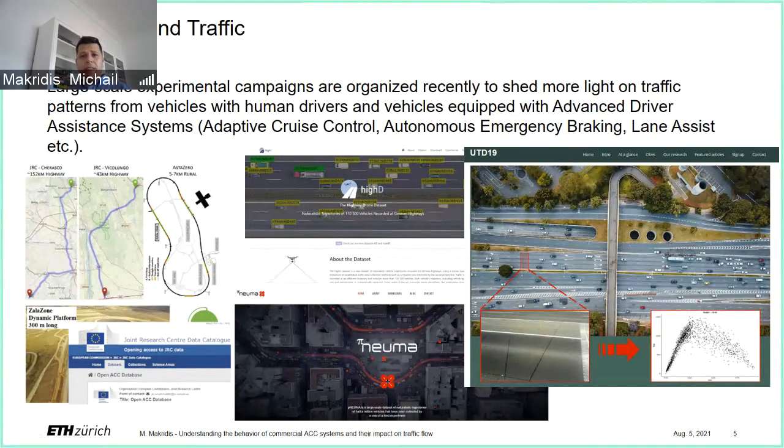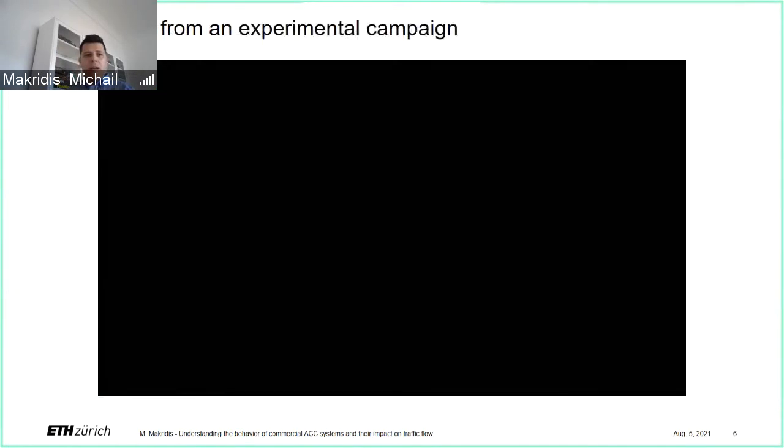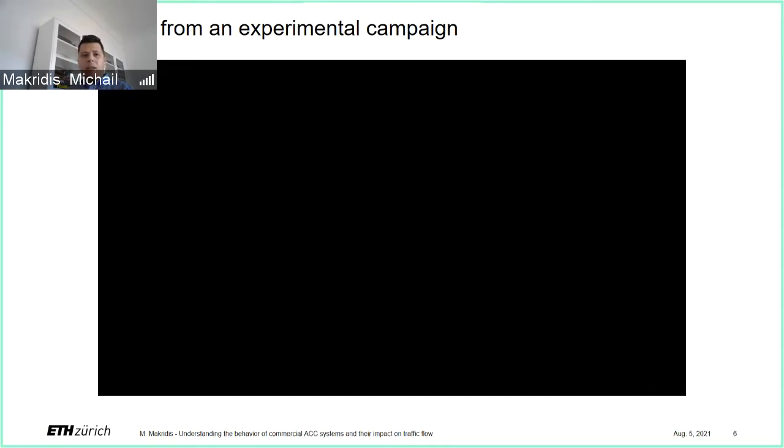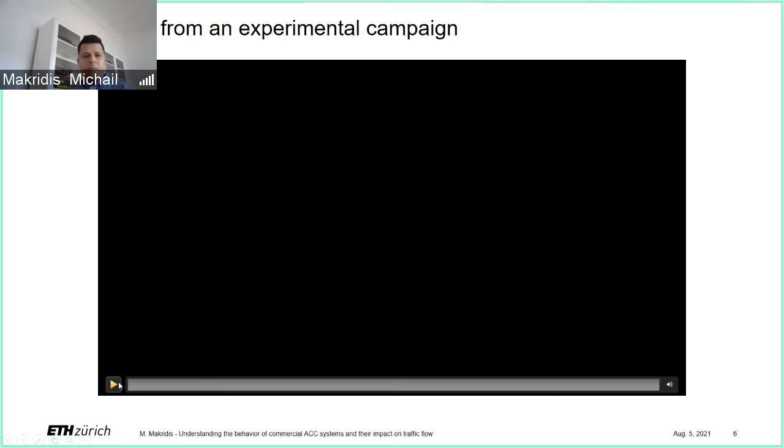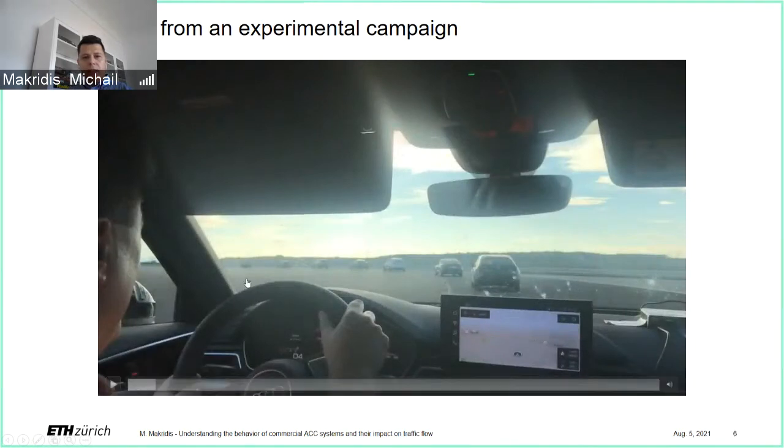And some of them, like the one that we ran in the JRC, which is called OpenACC, were more focused on specific functionalities of autonomous vehicles, like adaptive cruise control. And I would like here, I hope that it will run, to show you a video from a campaign that we ran in Hungary. Do you see the video, the image?